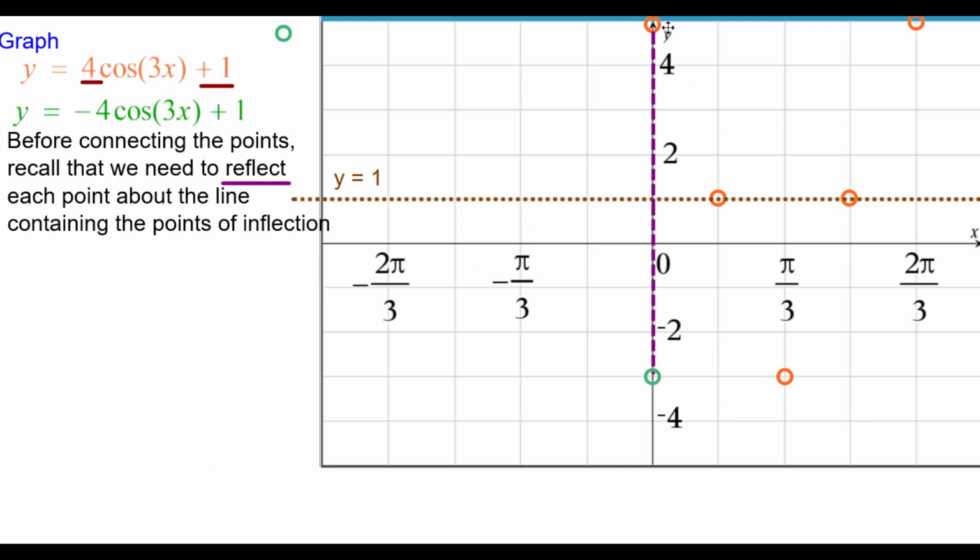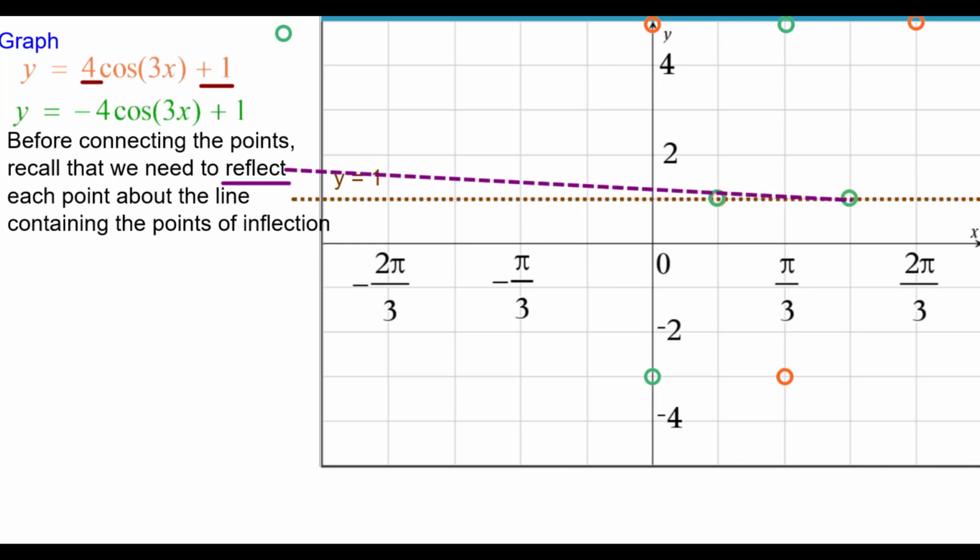So if I do this, the orange point is 4 units away in this direction, so in the opposite direction, 4 units. Here the line, or the point of inflection, stays where it is. It's its own reflection. This point is 4 units away. I'll go 4 units in the opposite direction, up.